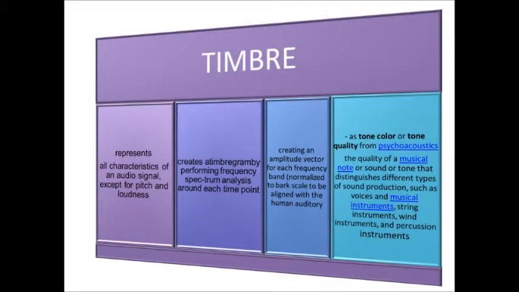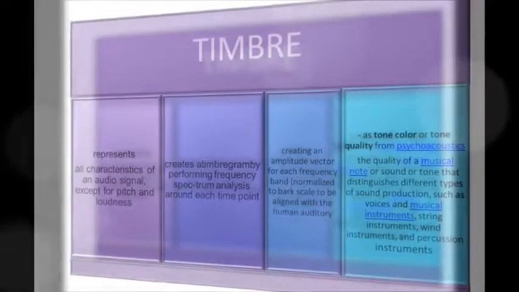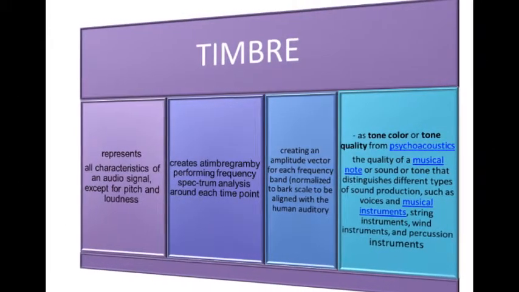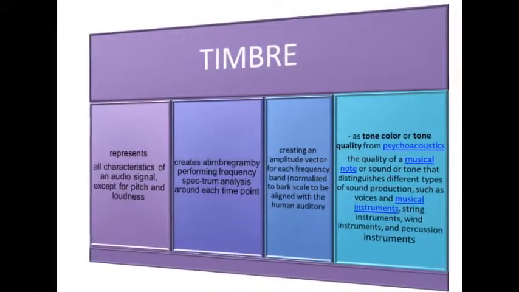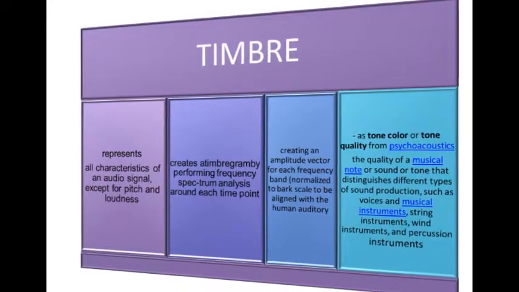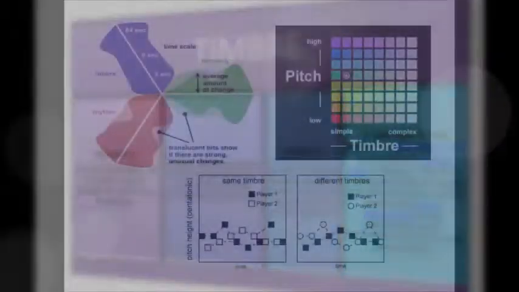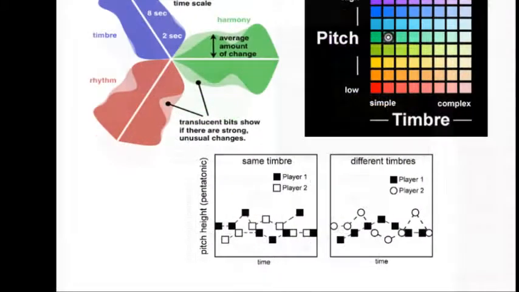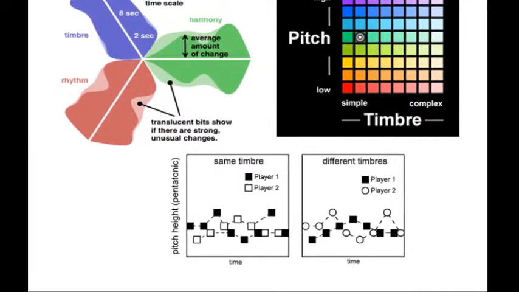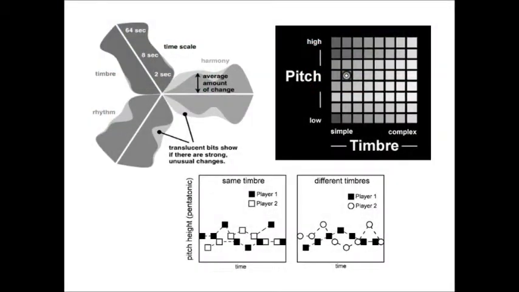And lastly, we will talk about timbre. Timbre represents all characteristics of an audio signal except for pitch and loudness. Timbre is also called tone color or tone quality from psychoacoustics, the quality of a musical note or sound or tone that distinguishes different types of sound production, such as voices and musical instruments, string instruments, wind instruments, and percussion instruments.